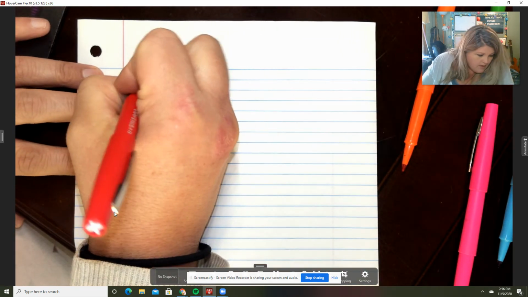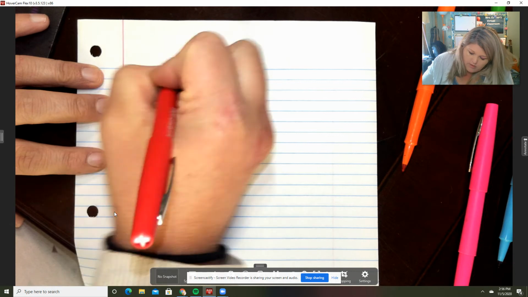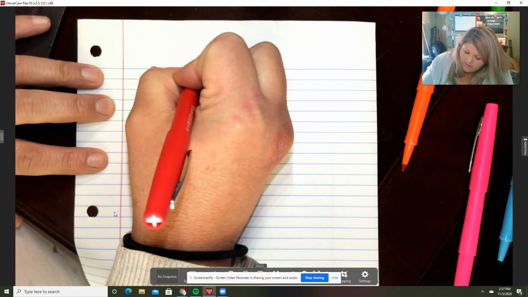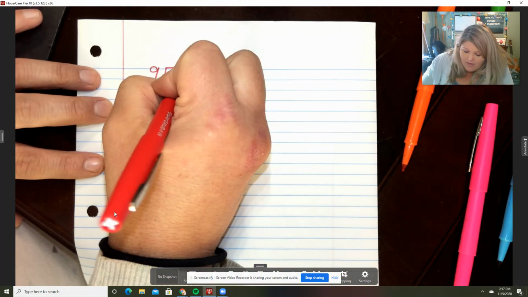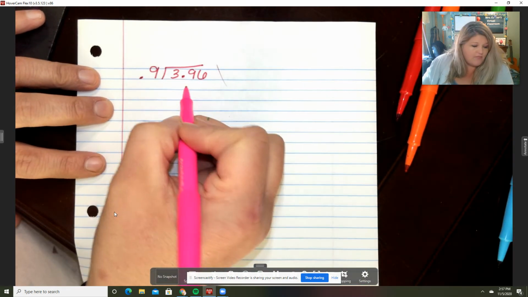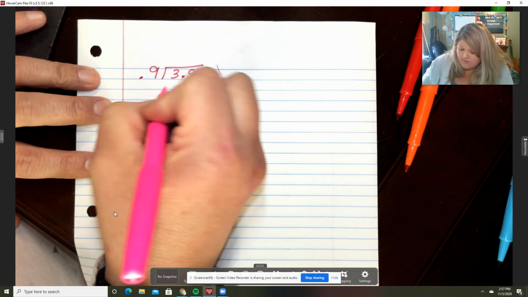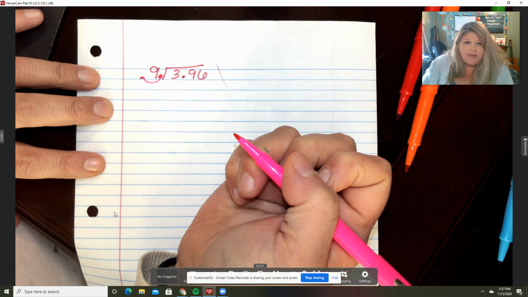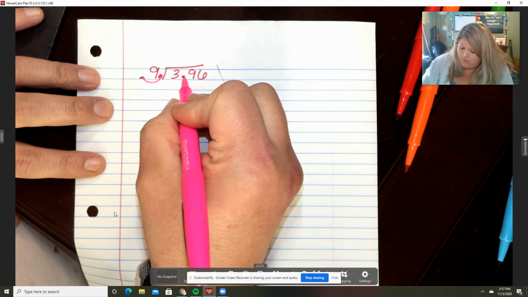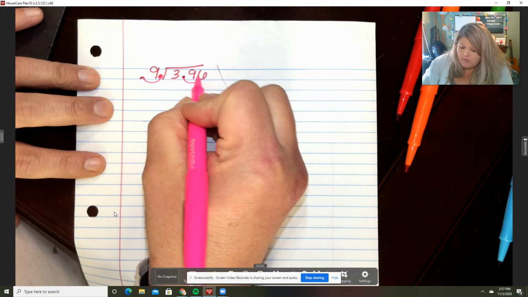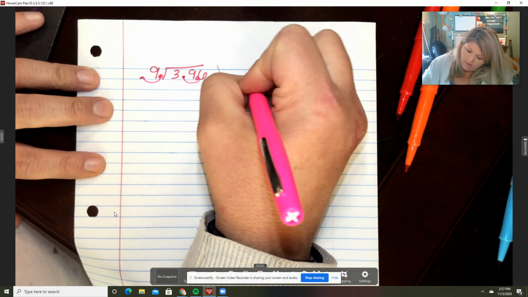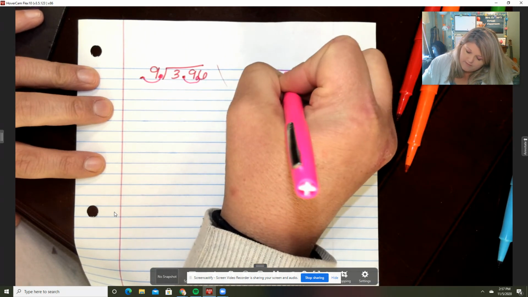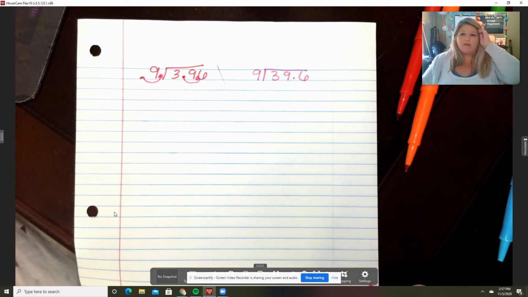All right, so let's try 9 and 3 and 96 hundredths. Okay, so I definitely don't want to divide with that. So I'm with the 9 tenths. So I'm going to move that decimal till it's on the right-hand side. And then I've got to move this decimal over. Okay, so my new problem looks like this. Okay, I'm good to go. I'm ready.